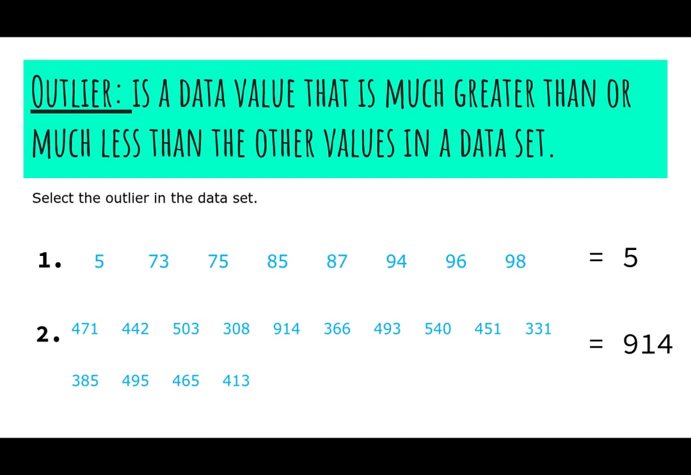So if we're starting with problem number one, you'll notice that you're given a list of numbers and then you want to identify the outlier. These are all about 70 to 90, but then you have this one that's 5. So we definitely would want to say that the outlier is 5.